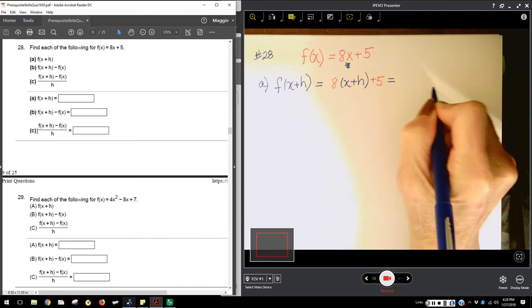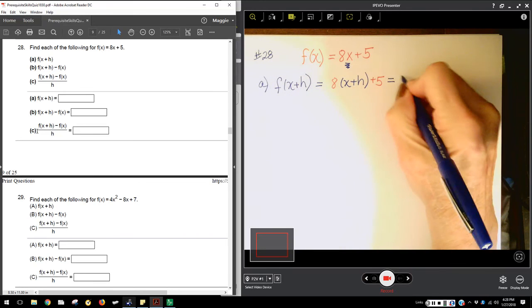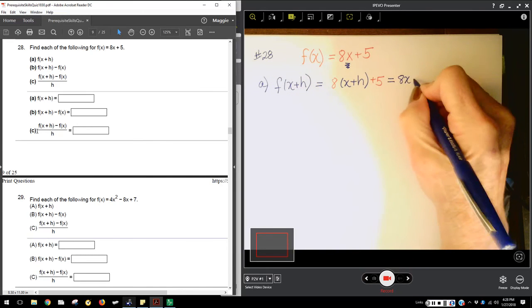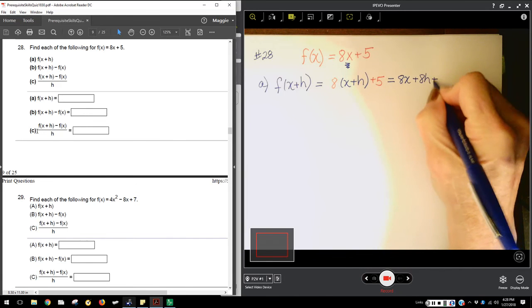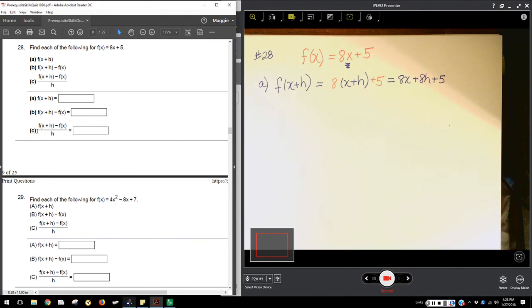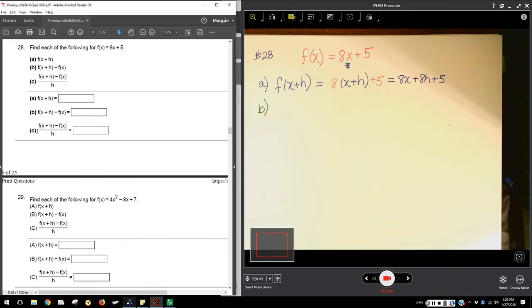And then we're going to algebraically simplify this. 8 times x is 8x, and 8 times h is 8h, and plus 5 doesn't change. Then we're going to go to part B. This is the second step of the 4 steps we'll do in 11.3.